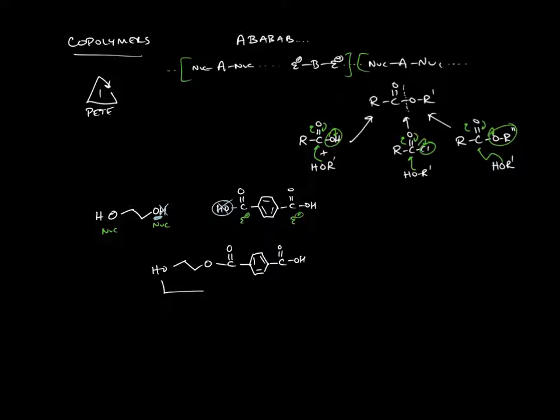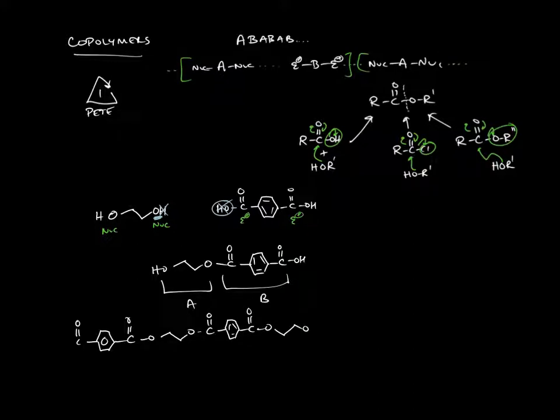And so this is kind of our unit A right here, and this is our unit B right here. But to make a polymer, we would repeat that over and over and over again. So this might get a little tedious, but I will draw it out the best I can. We'll have a benzene ring here, followed by a carbonyl, and then an O with 2 carbons, and that came from our unit A. And then you would have another one of these guys. That's my unit B. And then I'd have my unit A again, and then my unit B again, and then my unit A again, etc.